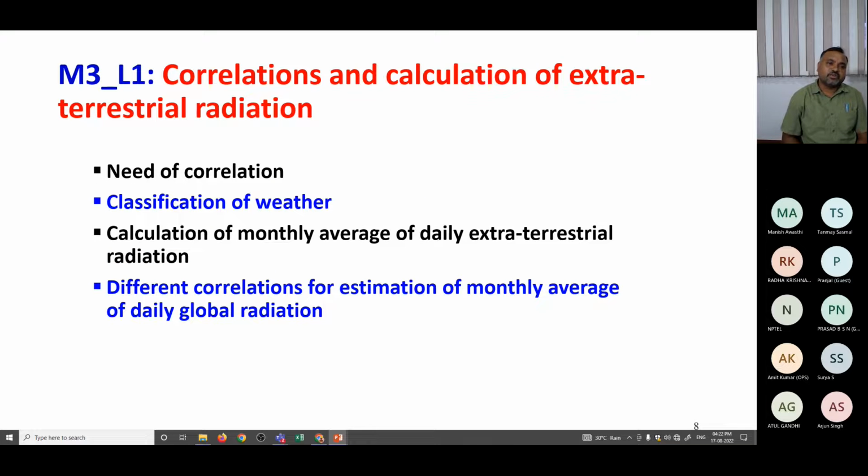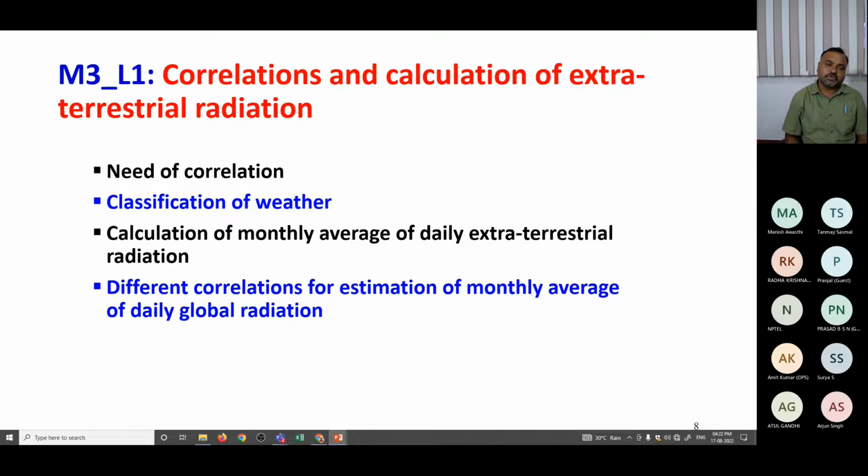In lecture 1 of module 3, we have introduced the correlations and calculations of extraterrestrial radiation. So we have learned how solar radiations are calculated for particular locations, and we have learned the different classes of radiation, how it is represented, hourly radiation, hourly average of daily radiations. So all those aspects were discussed, and we also understood the need of the correlations.